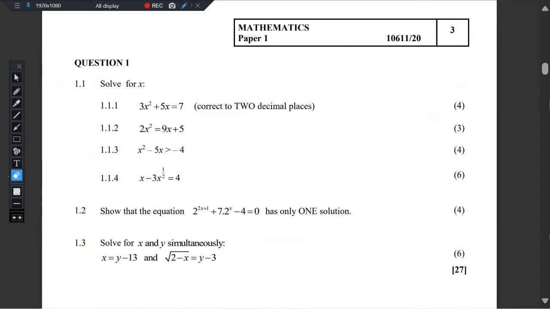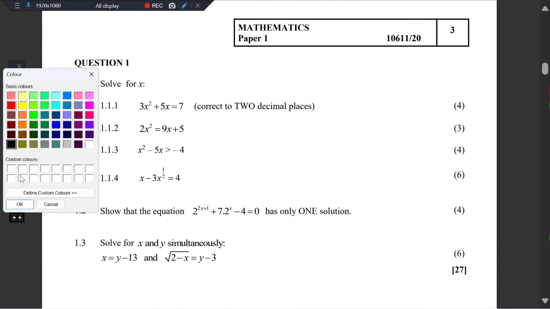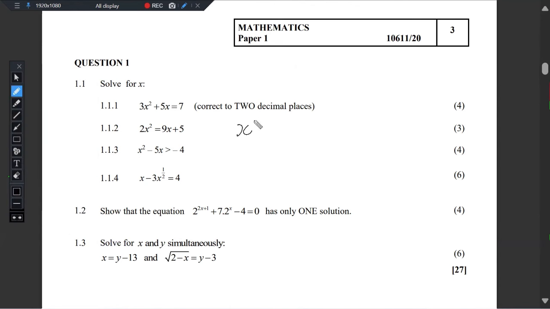Okay, now 1.1.3, we have x squared minus 5x greater than negative 4, right? First thing that you have to do now, you are dealing with an inequality question. So standard form: x squared minus 5x plus 4 greater than 0.